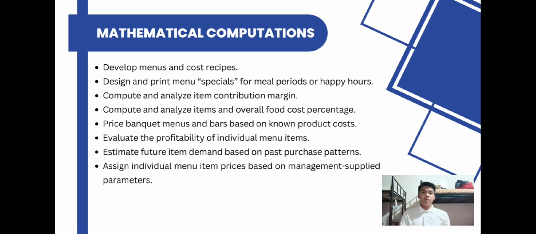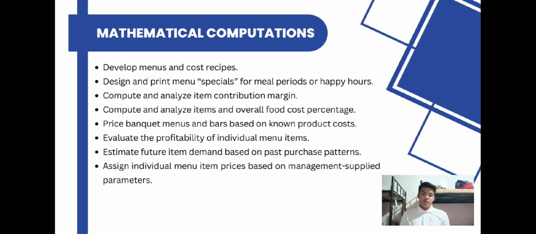Number 4 is compute and analyze item and overall food cost percentage. Food cost is the ratio of the restaurant's cost of ingredients to the revenue that those ingredients generate when the menu items are sold. To compute the food cost percentage, the formula is: food cost percentage equals portion cost divided by selling price. Number 5 is price banquet menus and bars based on product cost. The difference in the price of banquet menus is just the service.